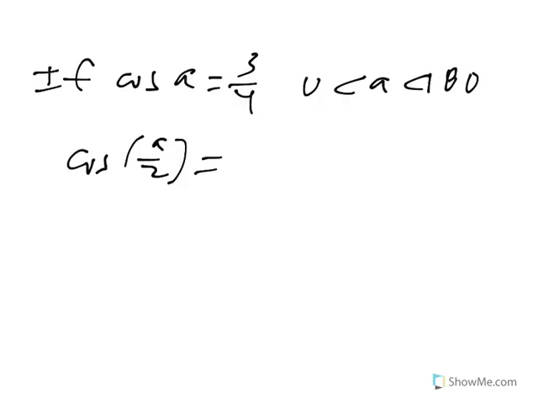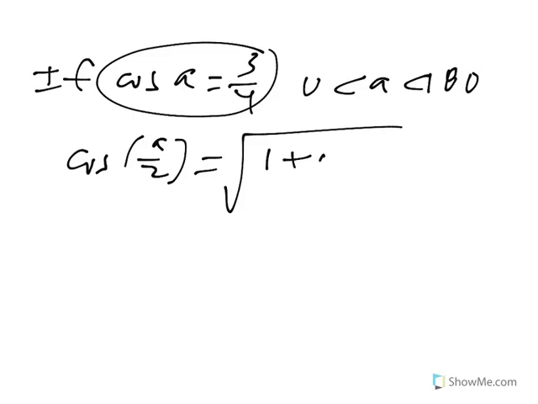And here's another typical sort of question. They tell you what cosine A is, and they ask you what cosine A over 2 is. You certainly don't want to say 3/8. Instead, you want to use the formula, square root of (1 plus cosine A) over 2.